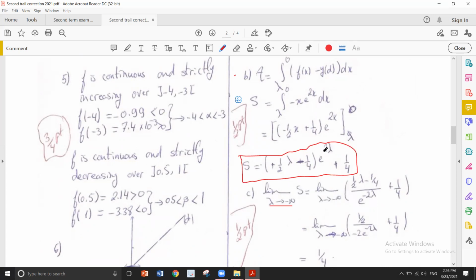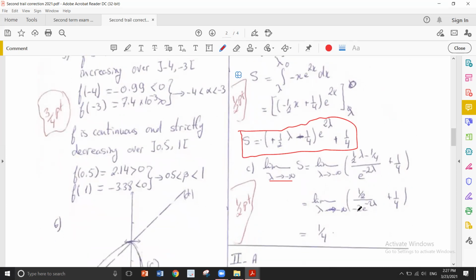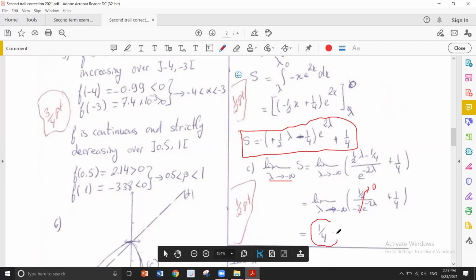e to the minus infinity is 0 times minus infinity, which is indeterminate. We bring e to the 2 lambda to the denominator, plus 1 over 4. We apply L'Hospital's rule: on top half, on the bottom minus 2 e to the power minus 2 lambda. This one will be 0 and the limit of the area is 1 over 4. The limit does not come out 0, and the area never comes out 0.